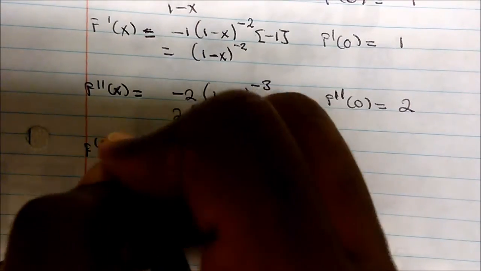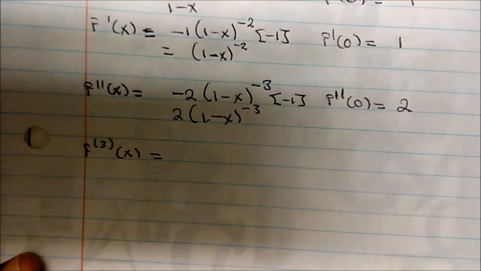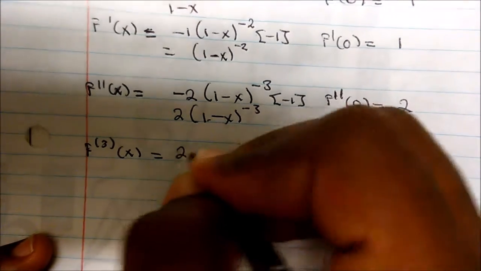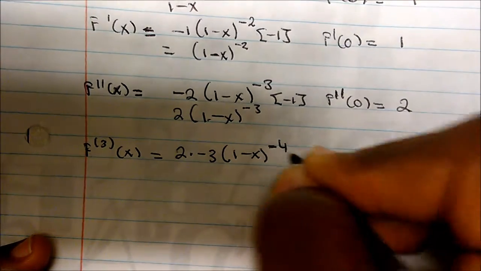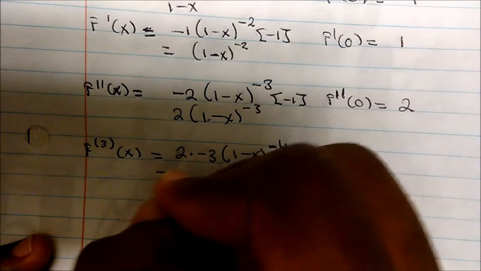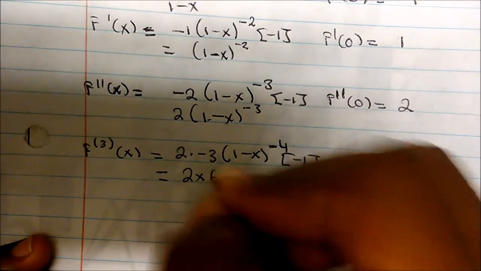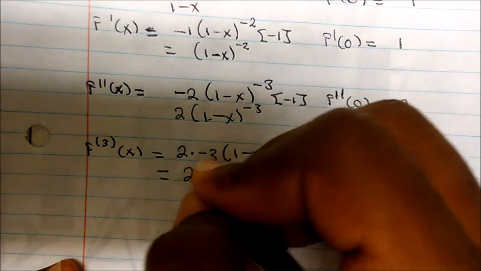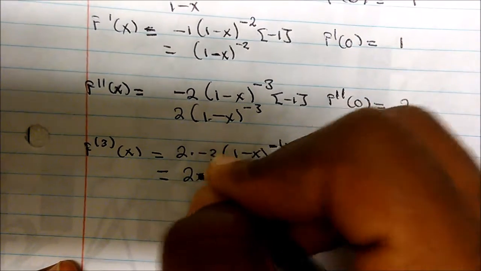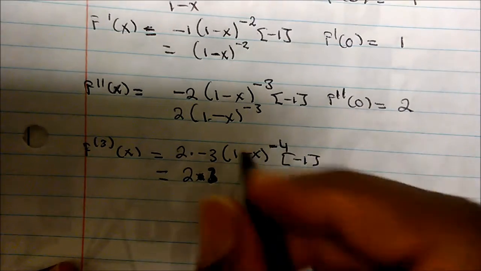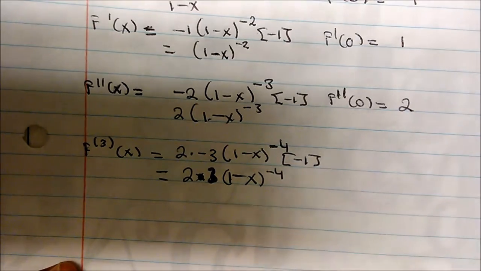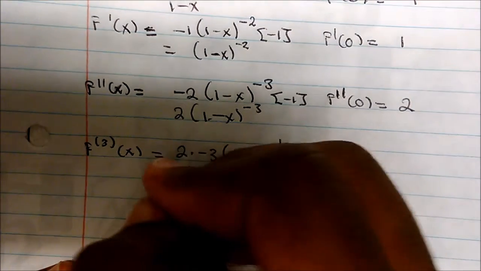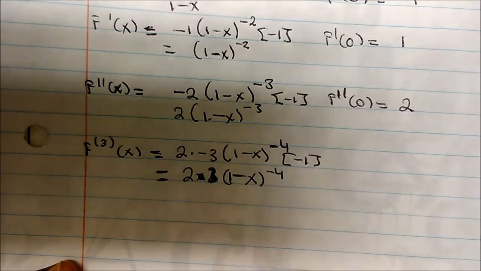Now what about the third derivative, f triple prime of x? It looks to me that I'm going to have 2 times negative 3 times 1 minus x raised to the negative 4th, times the derivative of the inside, which is just negative 1. So this becomes 2 times 3. I'm sorry about that. So this becomes 2 times 3 times 1 minus x to the negative 4th. And guys, do not multiply these because I wanted to show you a trick with these things here.